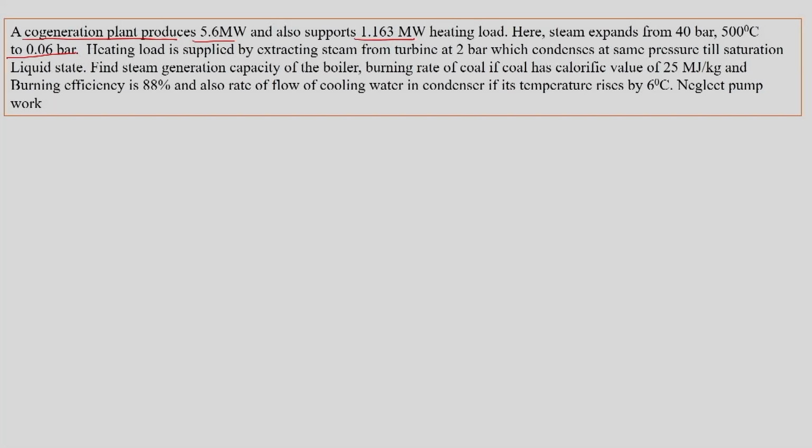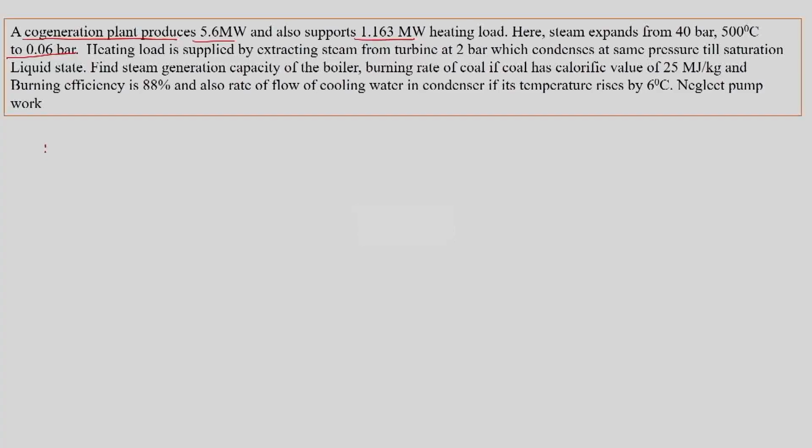Find the steam generation capacity of the boiler, the burning rate of coal if the calorific value is 25 megajoule per kg, the burning efficiency is 88%, and also the rate of flow of cooling water in the condenser if its temperature rises 6 degrees Celsius. This example for cogeneration is nothing but an example of the Rankine cycle.